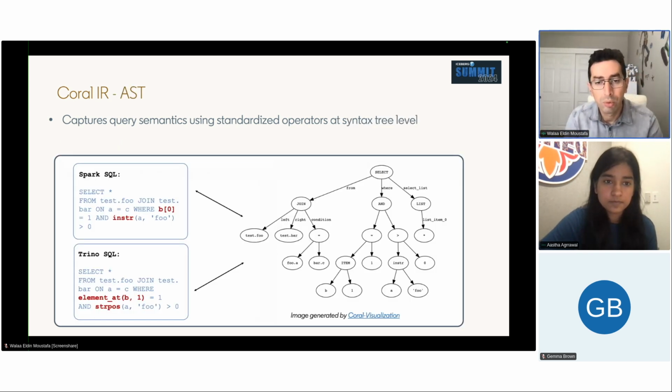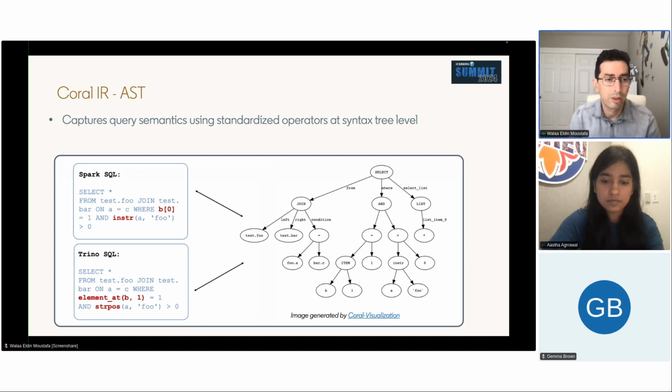So just to get a visual idea of how the IRs look. This is a depiction of the abstract syntax tree representation, and it is actually generated by a module in Coral that you can try out. It would print out or generate that kind of diagram on the right-hand side of the image. And that represents those two queries that exist on the left-hand side.